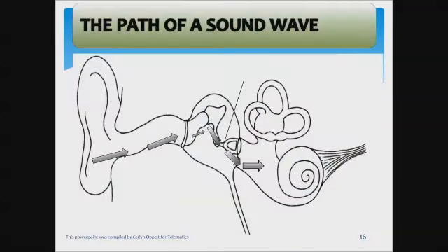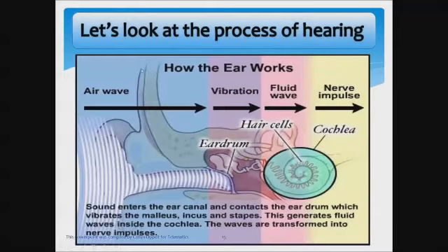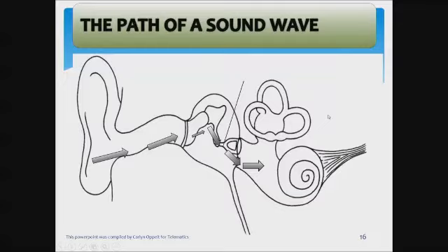Okay, because we're getting to the path of the sound wave. It's just how the sound wave in the air is converted first into a vibration that amplifies the sound, then to a fluid wave, into pressure waves, and then converted into a nerve impulse. But here we get the whole picture.